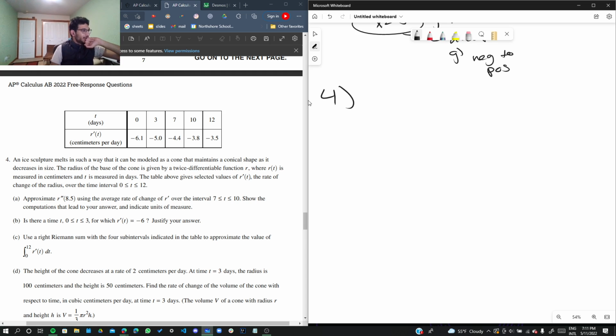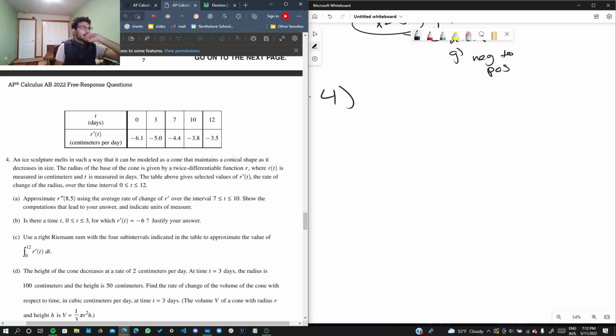Okay, an ice sculpture melts in a way such that it can be modeled as a cone that maintains a conical shape as it decreases in size. The radius of the base is given by twice differentiable function r, where r of t is measured in centimeters and t is measured in days. The table above gives selected values of r prime of t, the rate of change of the radius over the time interval 0 ≤ t ≤ 12. Approximate r double prime of 8.5 using the average rate of change of r prime over the interval 7 < t < 10. Show the computations that lead to your answer and indicate units of measure.